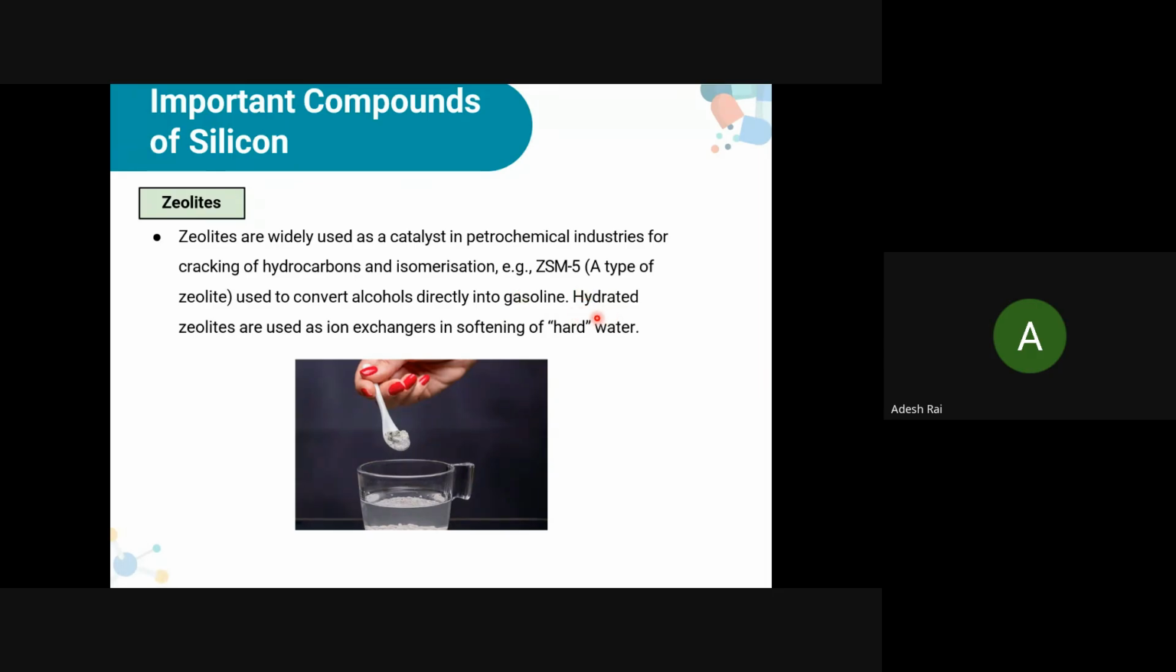And third application is what? It is used as a water softener. It is used as what? It is used as water softener. By which method? By ion exchange method. By which method, guys? By ion exchange method.